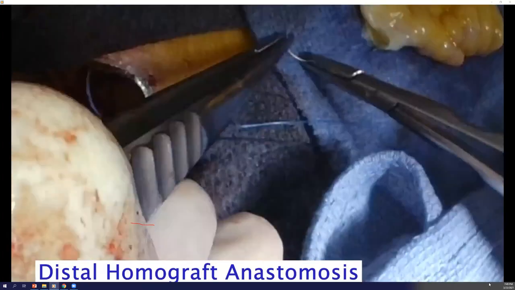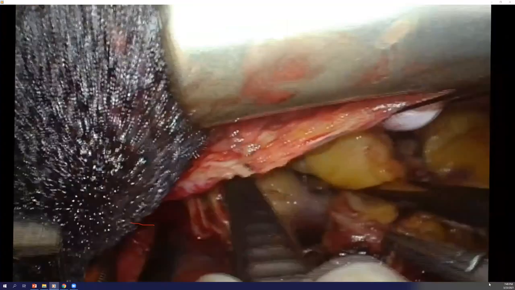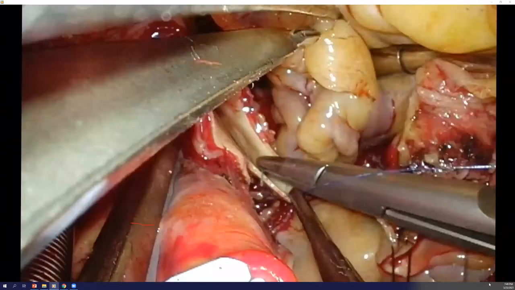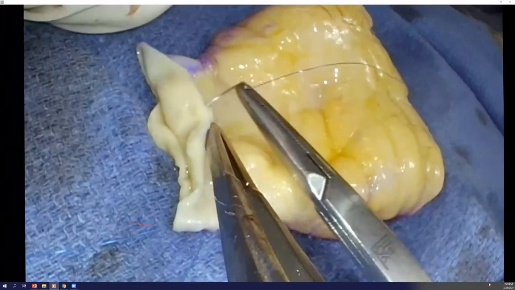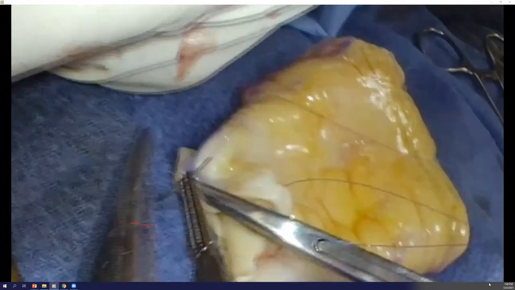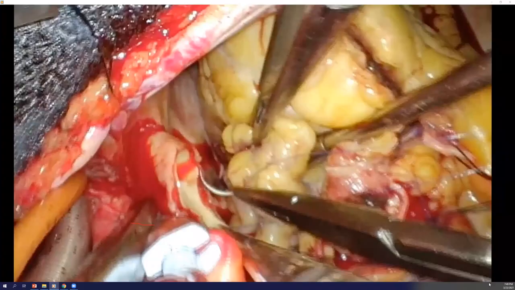This is a suture that you place medially towards the surgeon side. And then I place a suture on the anterior lip, which will serve as a retraction suture. And then this one here, which we'll tie down, and then we'll run both the posterior wall followed by the anterior wall.